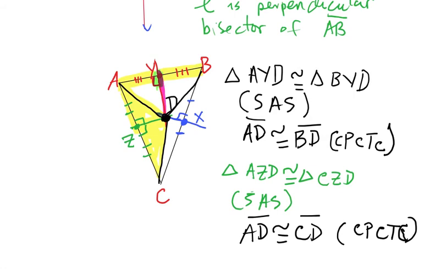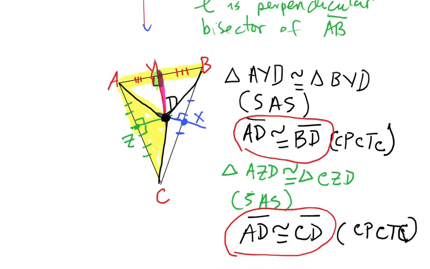Now, that's very convenient, because if you look at these two statements right here, we can say that all three of the segments that go from that point D, AD and BD and CD, are all congruent to each other. Because AD is equal to BD and AD is also equal to CD, all three of those segments are congruent to each other. Now the question is, why does this matter?